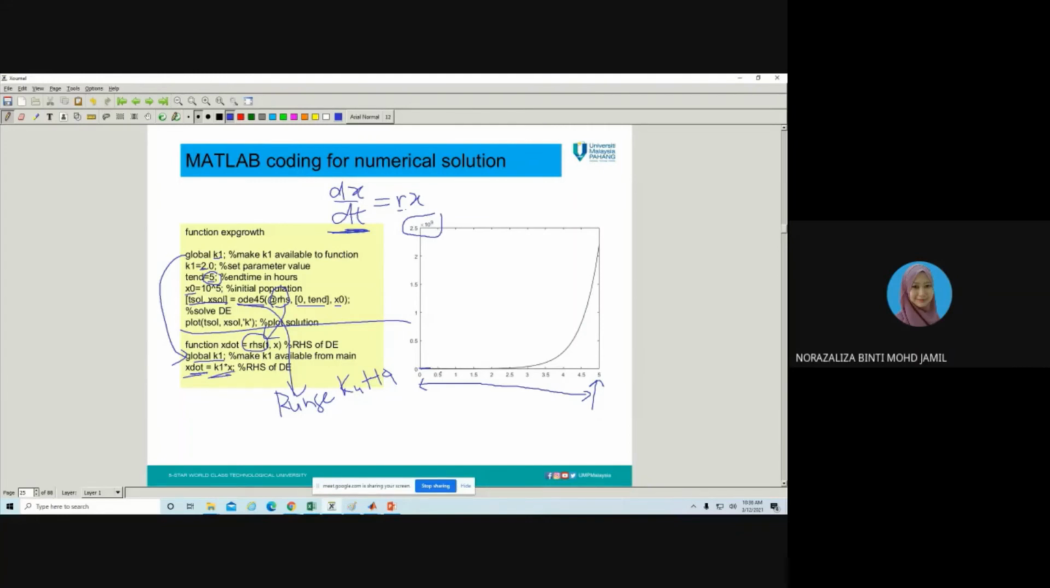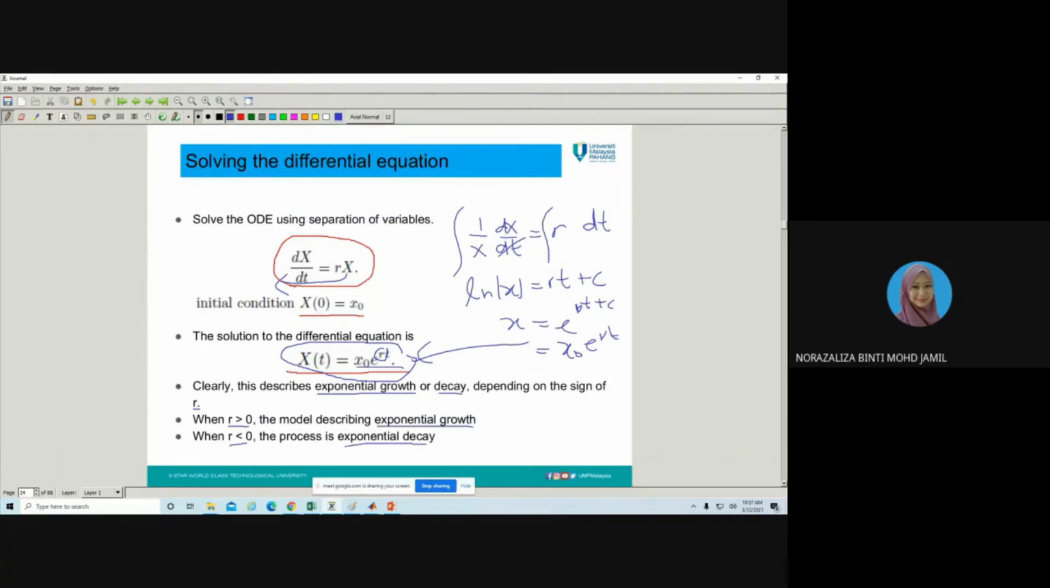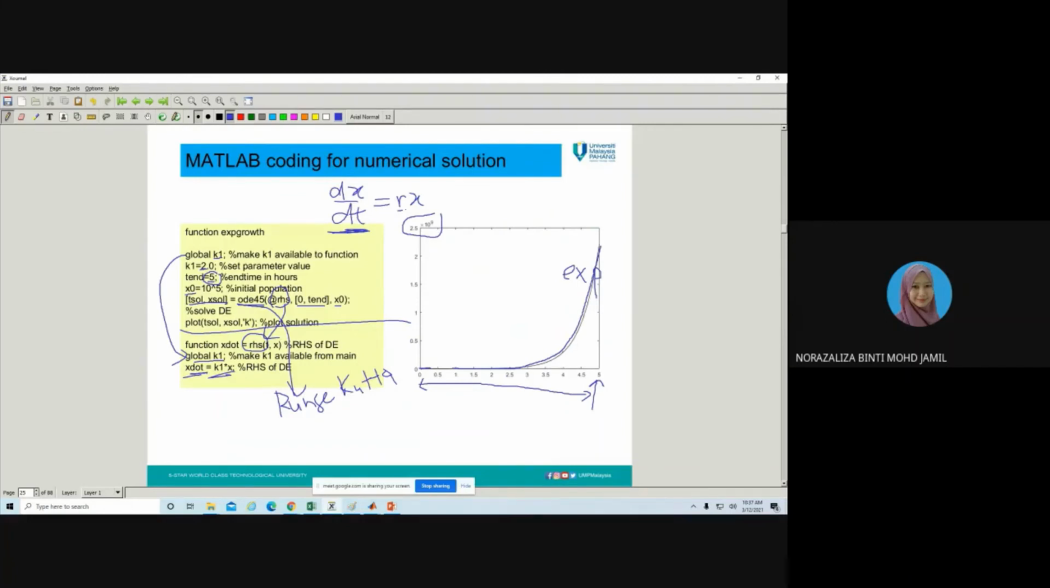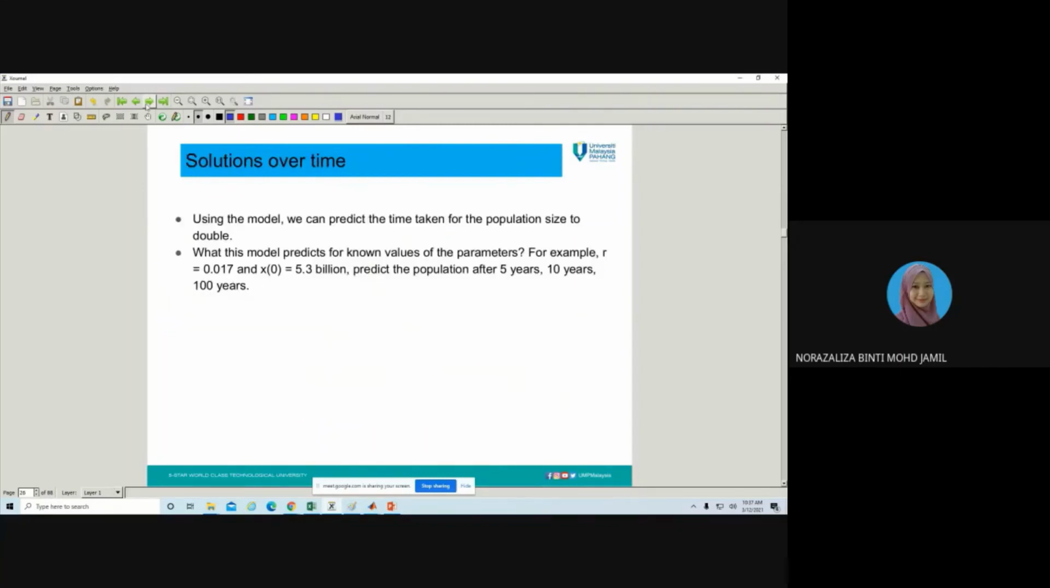If we see that the behavior is exponential growth, look at the curve. Okay, this is the behavior of exponential. So it is consistent with our exact solution. Exact solution kita pun dah tahu exponential kan. Bila kita buat numerical pun memang exponential dah terbukti dah dalam coding ni, dalam output dari coding Matlab ni. Solutions over time. Using the model, we can predict the time taken for the population size to double, for example.